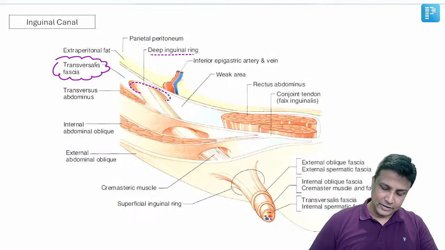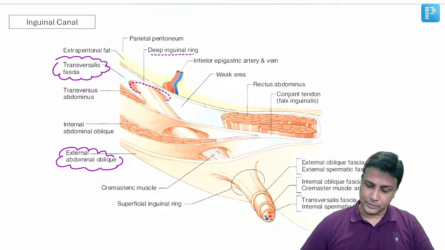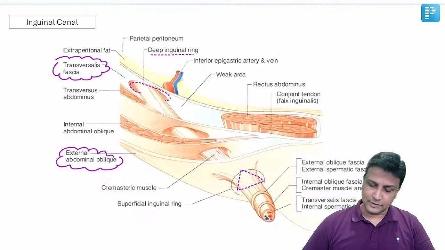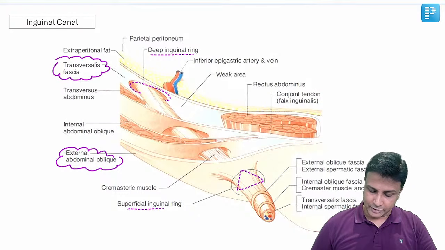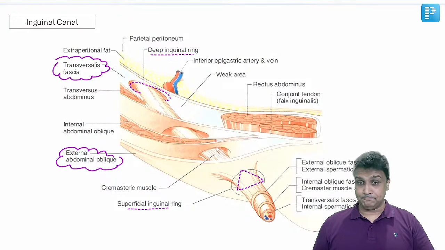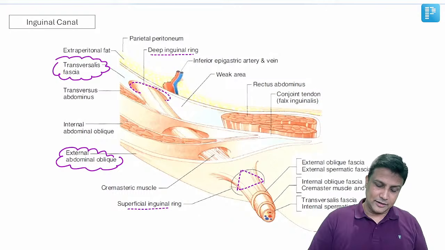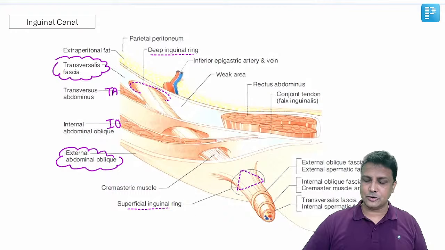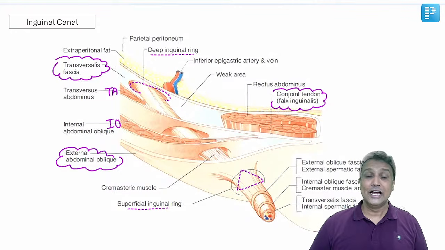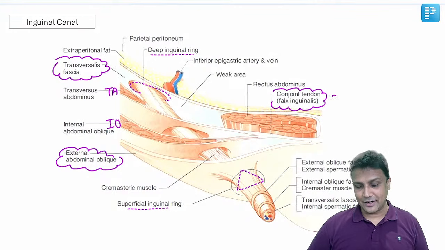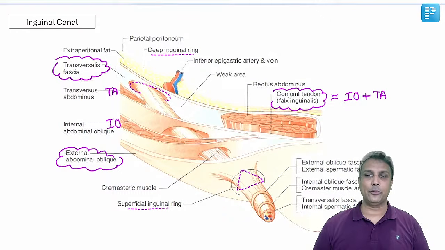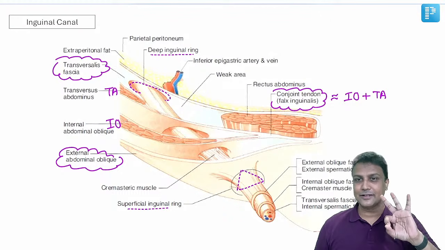Then in the layer number 3, that is external oblique aponeurosis here, there will be a triangle shaped opening here, and this one here will be the superficial inguinal ring. Now, in the middle, you're actually having 2 layers here, so that is your internal oblique and transversus abdominis. Join them together, and together they are going to form your conjoint tendon. So conjoint tendon, also known as the falx inguinalis, it is made up of internal oblique plus transversus abdominis. First, you try to learn these 3 points here.